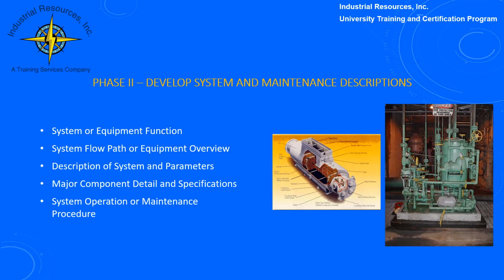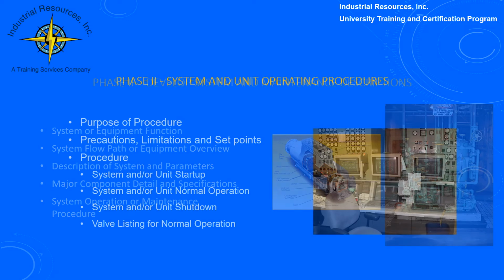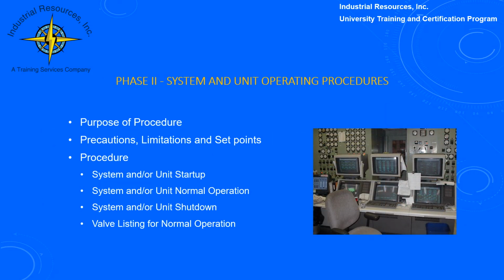The system or maintenance descriptions are documents that describe the system function, system flow paths, system operating parameters, details, and specifications for major components, and brief overviews of the system operating procedures. The detailed procedures are included in the system operating procedure document.